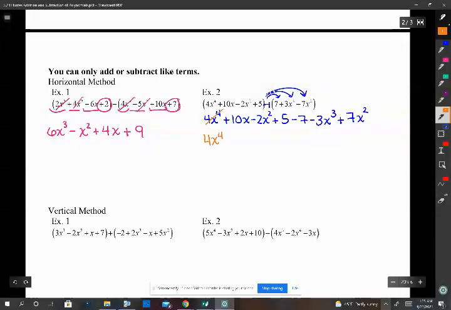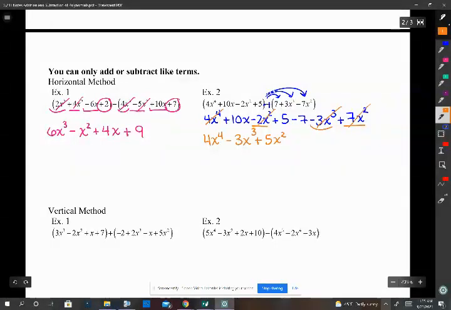My next biggest power is 3. I'm going to write it down. I didn't have anything to combine it with, so I just write it down. Then I've got -2x squared and positive 7x squared. So -2, because I take the sign that's in front, plus 7 is 5. So we have 5x squared.